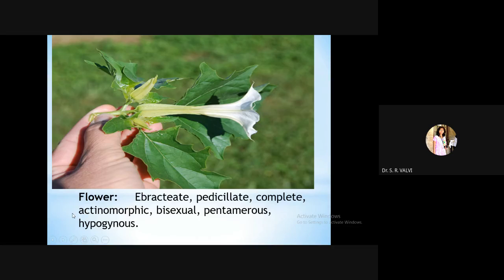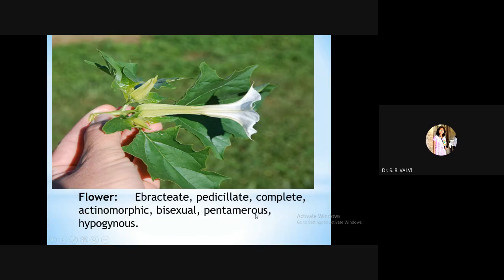The opposite word for this actinomorphic is again zygomorphic, where in only a single plane you will get two exact similar parts. So here it is not zygomorphic, here it is actinomorphic. In any plane you will get exact similar parts of that particular flower. Then next, bisexual. Bisexual means what? Bi is two. Two sex organs are present, that is androecium and gynoecium, hence the term bisexual.